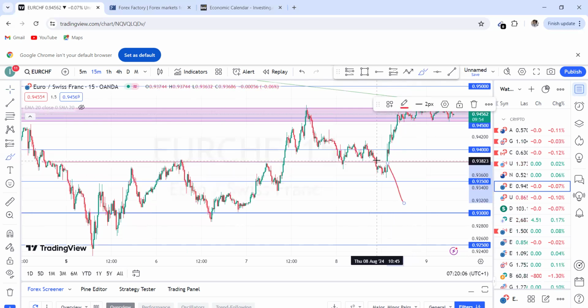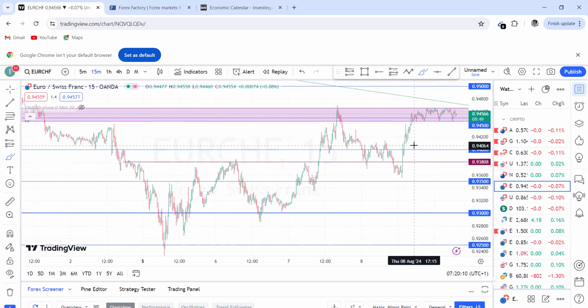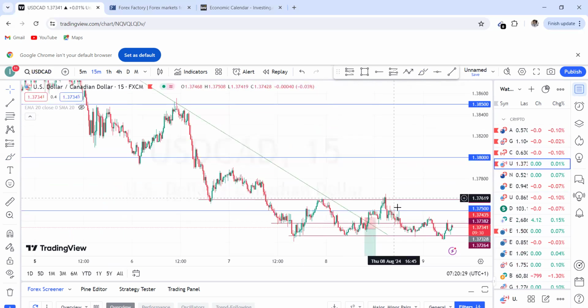But then you can see it crossed, but it never reacted. So that was how yesterday's trade went. We didn't get on it because we were supposed to get on it on the reaction. So Euro CHF, no trade. So let's move over to US dollar CAD. That was another one we were looking forward to sell.